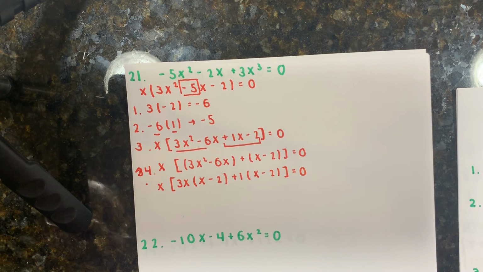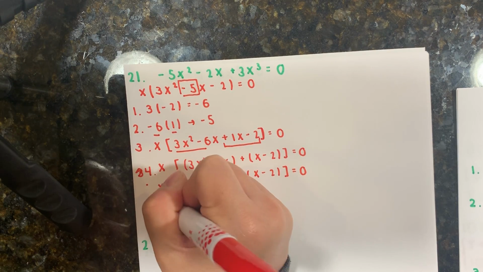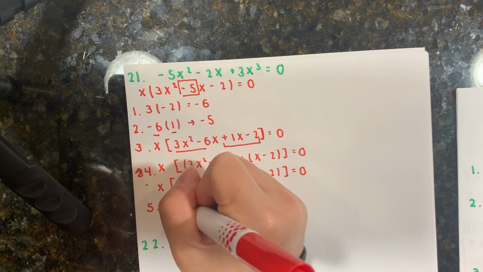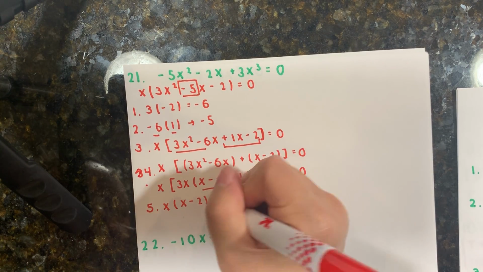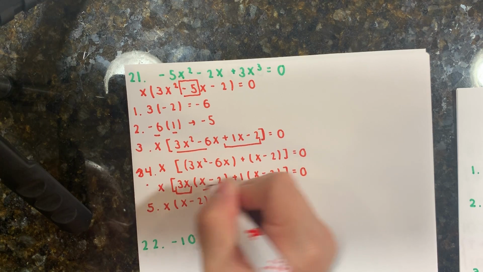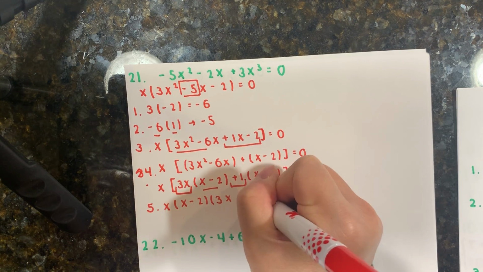And now we separate this. So there's going to actually end up being 3 parentheses. I'm going to have my x on the outside. Then I'm going to have my x minus 2 right here. And then I'm going to have what's left, which is the 3x plus 1.